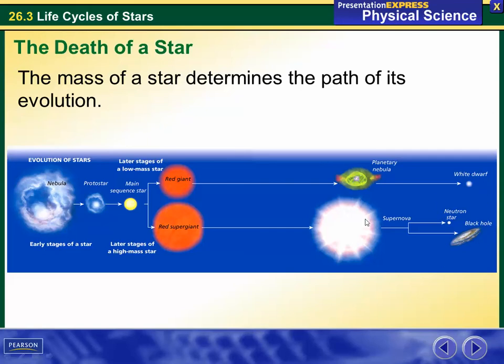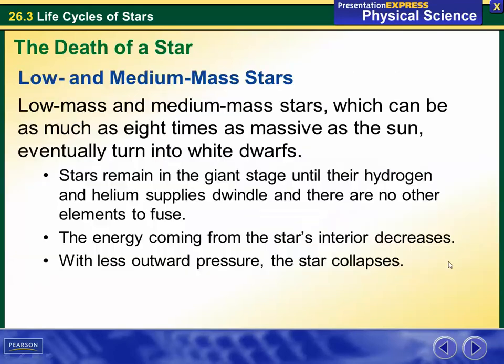After the death of a star, these are the formations that we talked about early on. They all go through similar stages, and then it depends on what mass you have. If you're a low mass star, you're going to follow this path. If you're a higher mass star, you're going to follow this path right here.